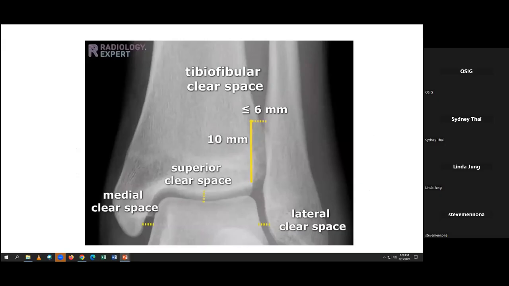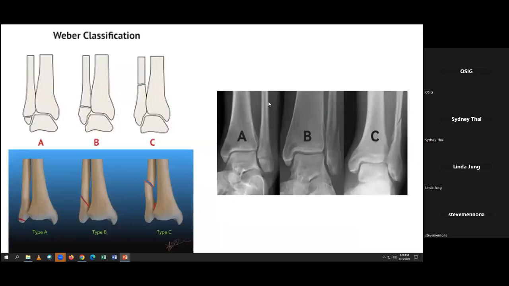These are just some parameters you can look at for looking at displacement. So like I said, that mortise view is super important. The medial clear space is what we use a lot. If it's bigger than, usually we use 5 millimeters, that usually means that the talus is unstable. You can also look at the tibiofibular space, which is up here. It's usually 1 centimeter above the joint. If it's less than 6 millimeters, then that's normal. If it's greater than 6 millimeters, you have a problem.